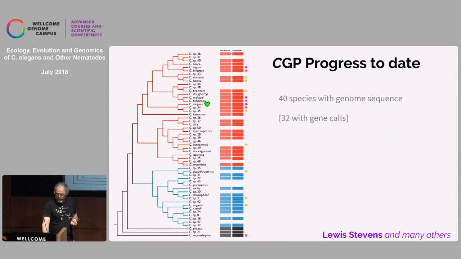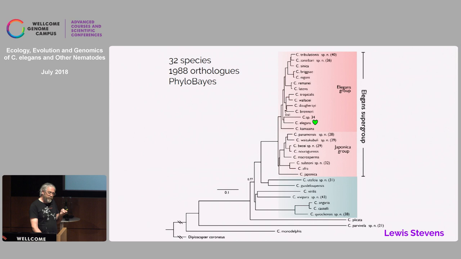So what can we do with these genomes? Well, we can build a better phylogenetic tree. That's what we've done with these 32 that have gene calls. And Lewis has pulled out just under 2,000 one-to-one orthologs across this tree and has inferred this phylogeny. This phylogeny pretty much agrees with previous ones done with smaller numbers of genes, except for the fact that the Drosophila supergroup is not monophyletic. So rather than being a single group, the Drosophila supergroup is at least two parts.